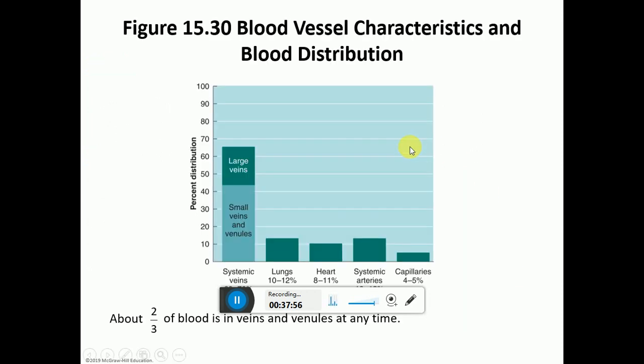Know that this chart here shows you the distribution of blood among the different organs that we've talked about, among the heart and all of your blood vessels. You'll see here that most of the blood is really in the systemic veins. So the systemic veins are considered a reservoir for blood. About 65% of our blood, of those 5 liters of blood that we have, is found in the systemic venous circulation.